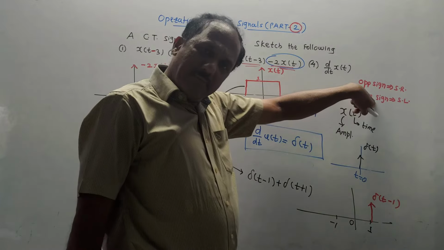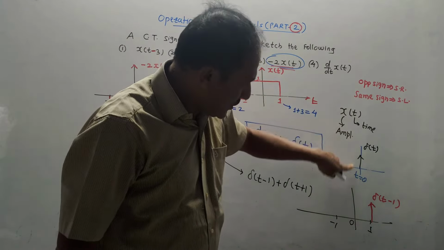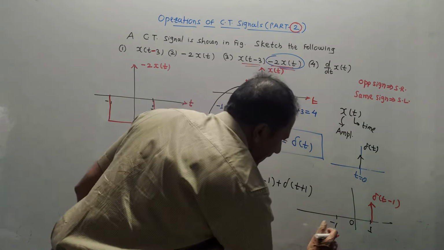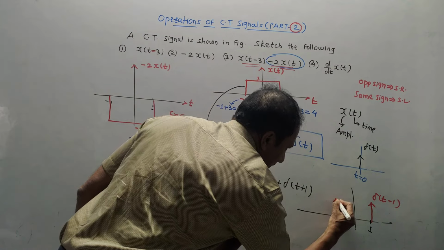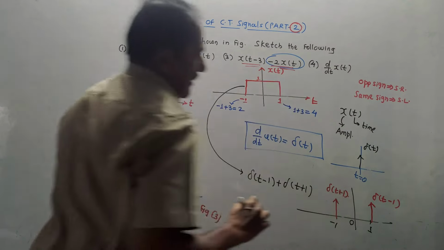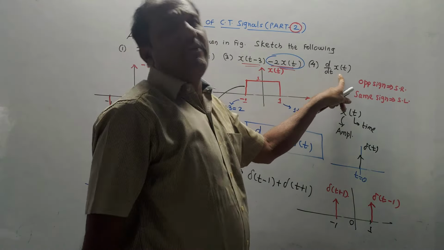Look at the rule, same sign, shift left. So I have to shift left this diagram by one position. This is at t is equals to 0. If you will shift it towards left by one position, it will be at -1. So diagram will be like this. This is the diagram for delta t plus 1. So this is the resultant part for the operation d by dt of x of t.